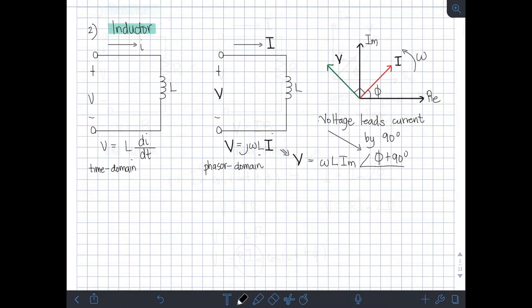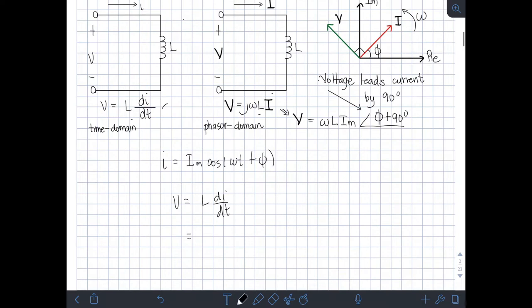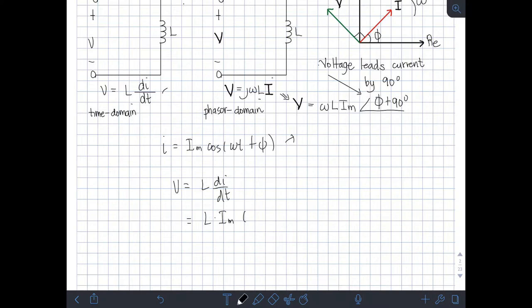Next, we have the inductor. Okay, so let's say, meron ulit tayong current na dumadaloy sa inductor in time domain na i is equal to I sub m cosine omega t plus phi. So, meron tayong formula for the voltage drop across the inductor given its inductance saka yung kanyang current, which is ito yung v is equal to L di over dt. So, pag sinubstitute natin ngayon yung derivative ng i with respect to t, so i-derivative natin to, right? Anong derivative niyan? L times I sub m negative sine omega t plus phi times omega. Or omega L I sub m negative sine omega t plus phi.